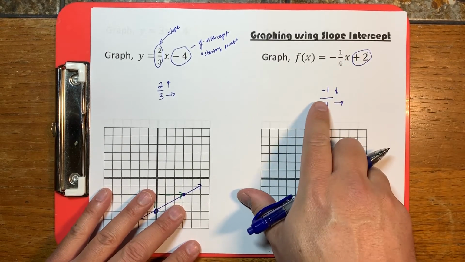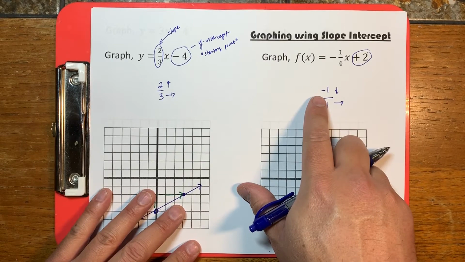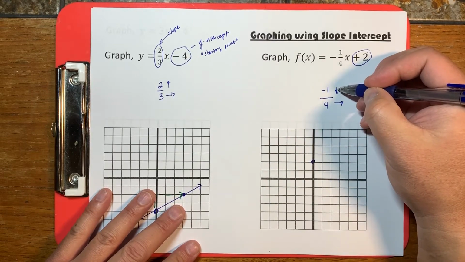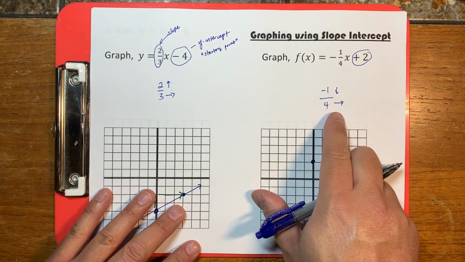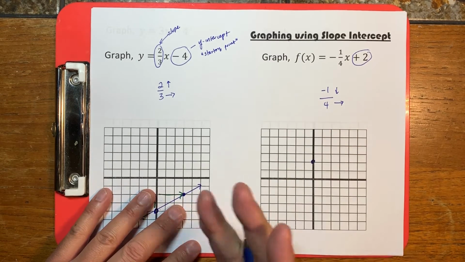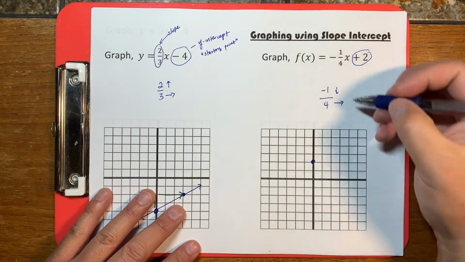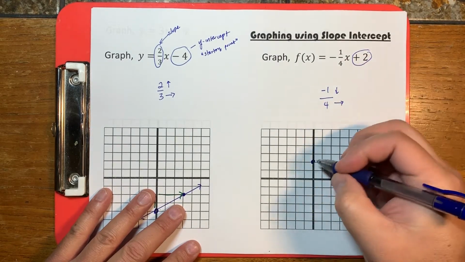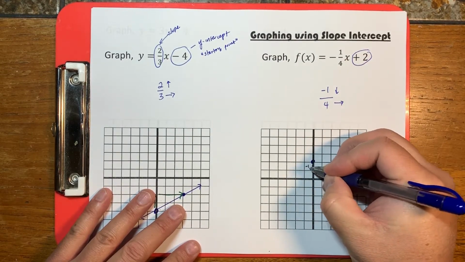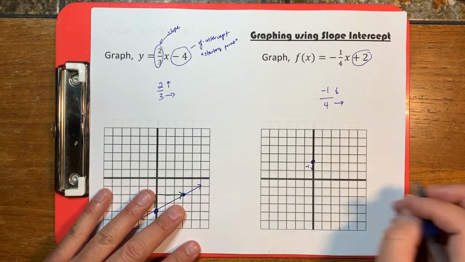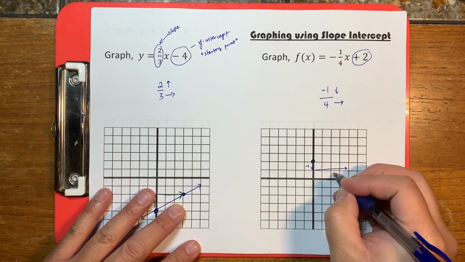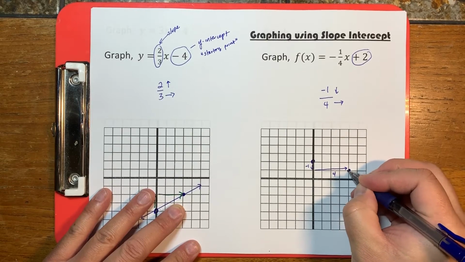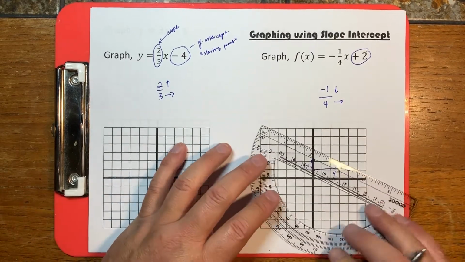I always put the negative on top. That way, it determines whether we go up or down. And I always leave the denominator positive, so I'm always going right. So over here, we're going to go 1 down, and then 4 to the right. That'll give us our second point, and then we draw the line.